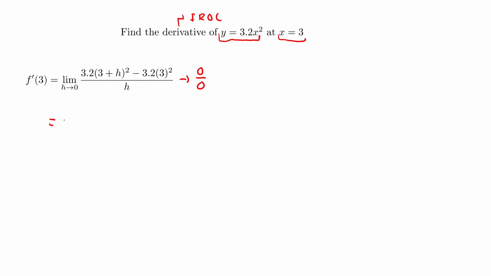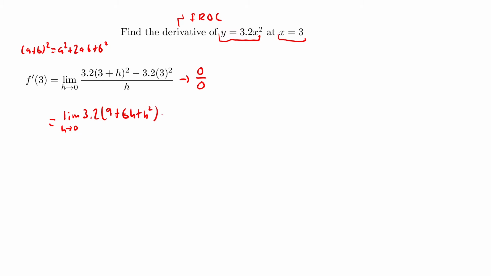So the first thing that we're going to do, because we ultimately are going to want to try to cancel this h, is we're going to actually try to expand things. So this is going to be the limit as h approaches 0 of 3.2 times, and I'm going to expand the (3 plus h) squared. Just as a quick reminder, anytime you have something that looks like (a plus b) squared, this is going to be a squared plus 2ab plus b squared. So in this particular example, this is going to be 3 squared, which is 9, plus 2 times 3 times h, which is 6h, plus h squared. So that's a nice, easy shortcut in order to deal with that.